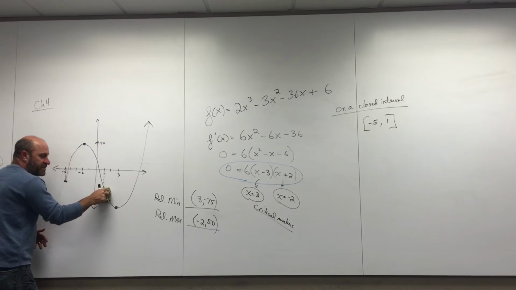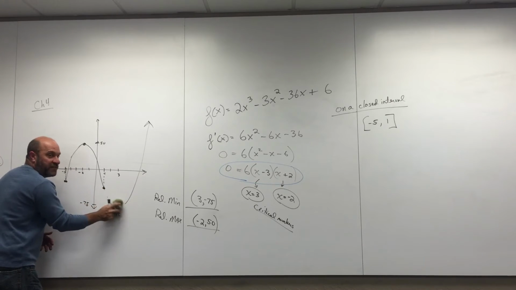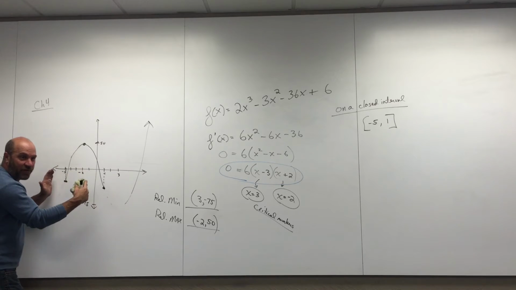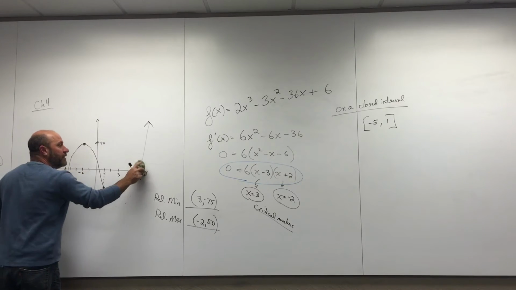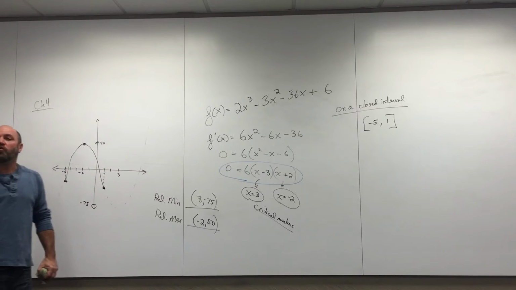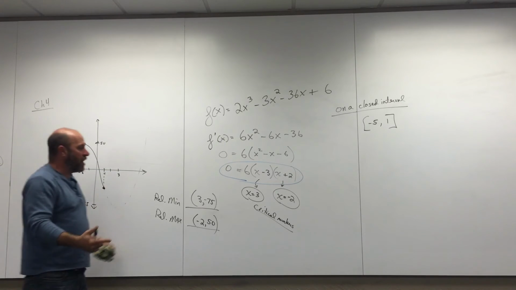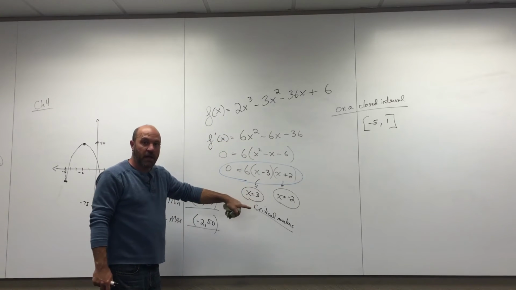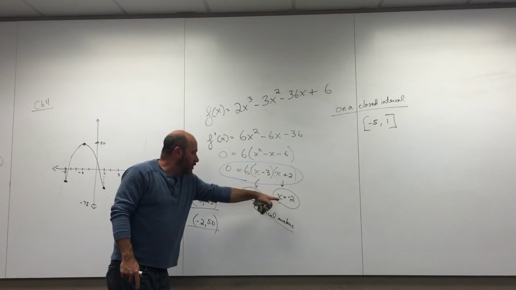And then that's it. The rest of this stuff doesn't even exist according to them. If you're working on this function on a closed interval, that's it. So then here's what they want you to do. Find the critical numbers, okay? Well, we did that work, right? We took the derivative, right? We found the critical numbers. What are they? Negative 2 and 3.